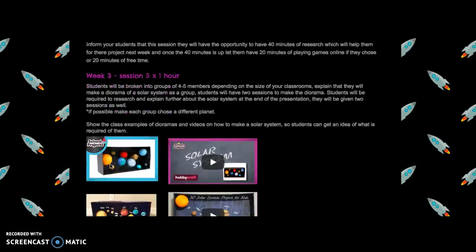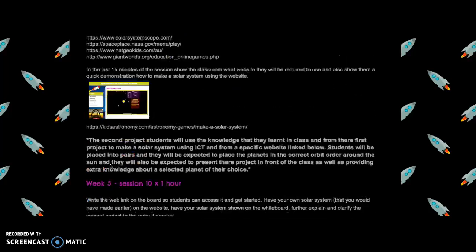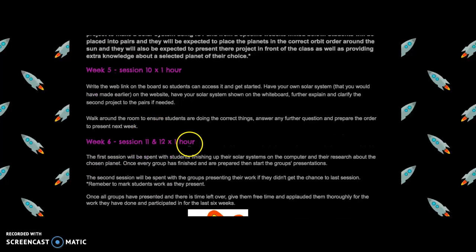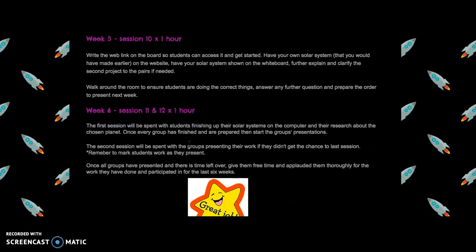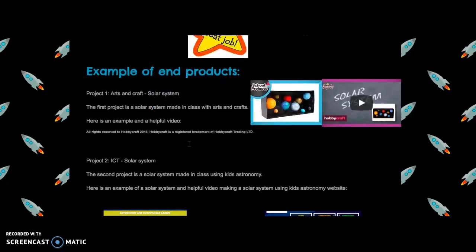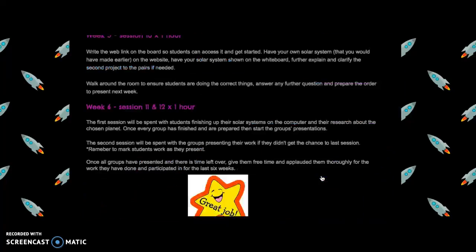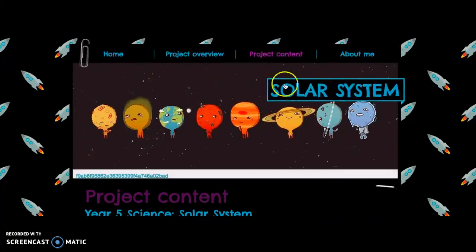This lesson plan goes for the 6 weeks and the 12 sessions. The majority of your sessions you will find are an hour, but we do have one session which is 2 hours, just so it gives the children a little bit longer to present in class. Similar to the project overview, the examples of the end products are videos. This is where I said referring back to the video on how to actually make a solar system using the Kids Astronomy website. And that's the project content.